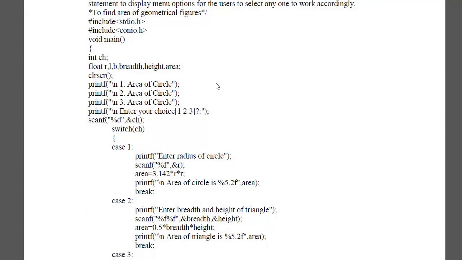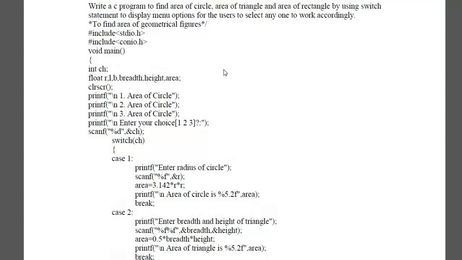Write a C program to find area of circle, area of triangle, area of rectangle by using switch statement by displaying a menu. One is for area of circle, two is for area of triangle. I made a mistake here, sorry, you need to correct it. Area of circle, area of triangle, area of rectangle. Change the text. Enter a choice.